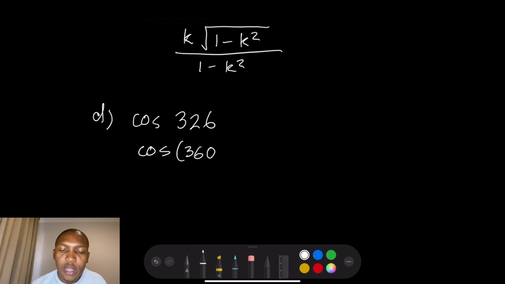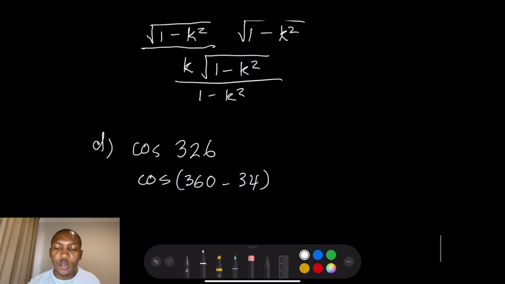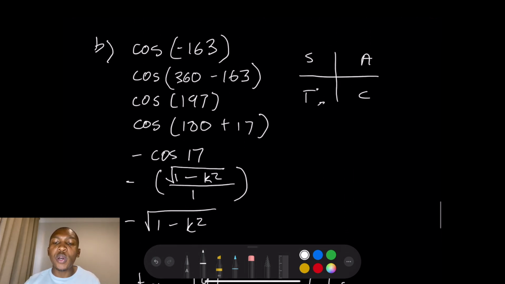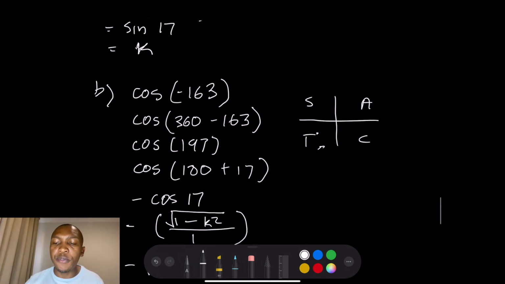360 minus, okay, so that's 360 minus 34. All right, yes, so that's minus 34, and in this case you get the cos of course. What does cos look like? And I chose 34 because I could see that 17 was not giving me that value there.